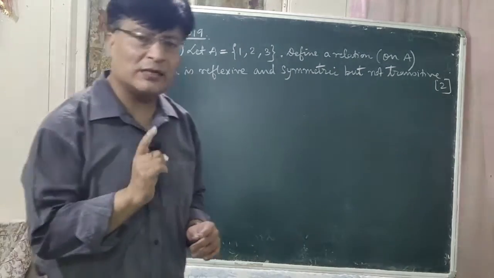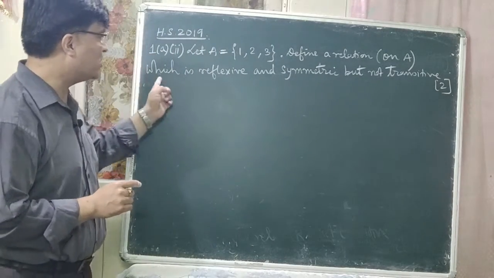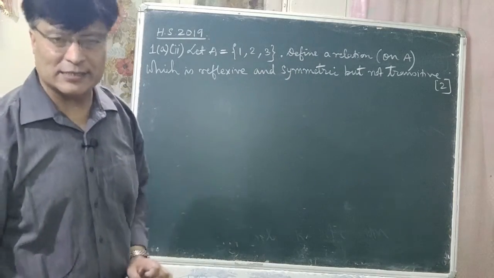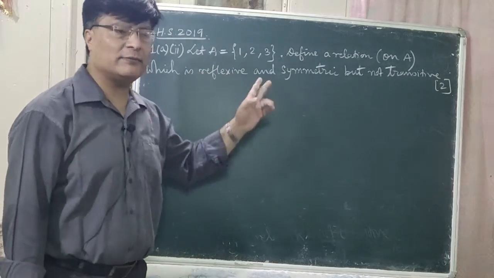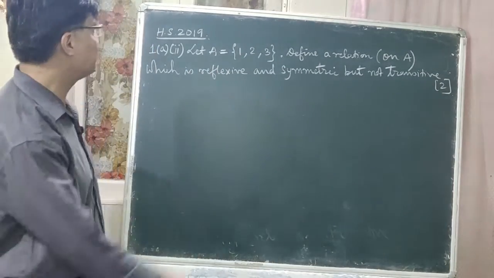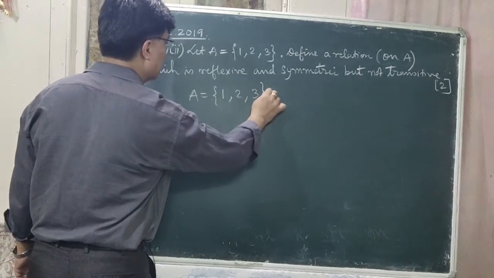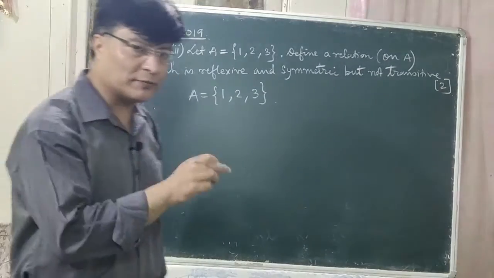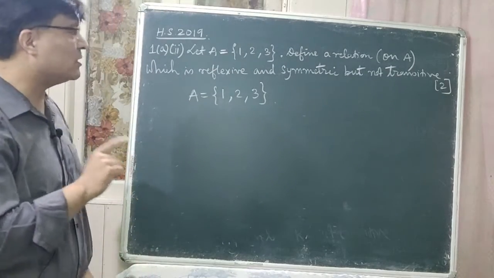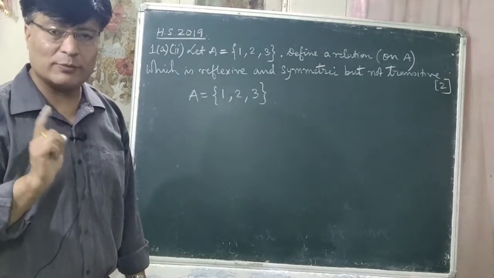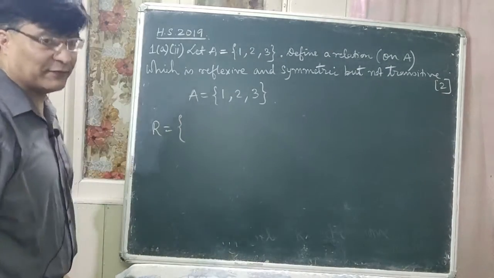You have to give an example of a relation on the set A = {1, 2, 3} which is reflexive and symmetric but not transitive. That should not be transitive. So let us define this relation R, which is reflexive.